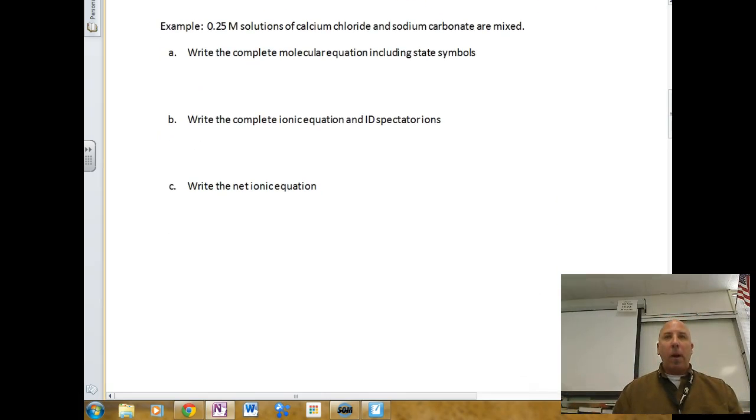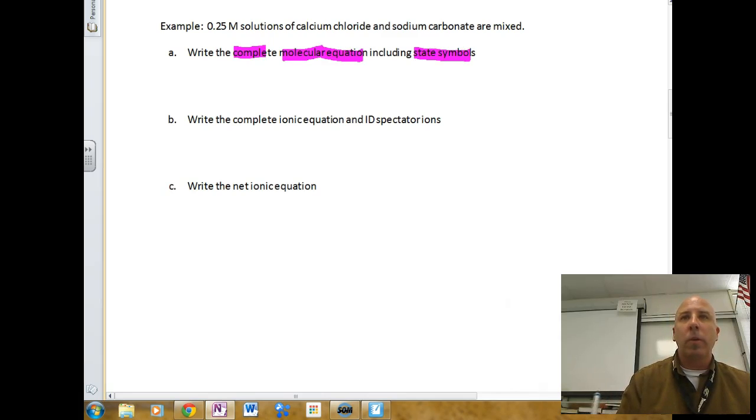If you would like to pause the video right now and actually do this example yourself and then come back and check, that would be a really good thing. So we have 0.25 molar solutions of calcium chloride and sodium carbonate being mixed. The first thing we want to do is write the complete molecular equation, including state symbols. So I'm going to annotate this. We're definitely going to include state symbols, which means we're going to write the entire equation.